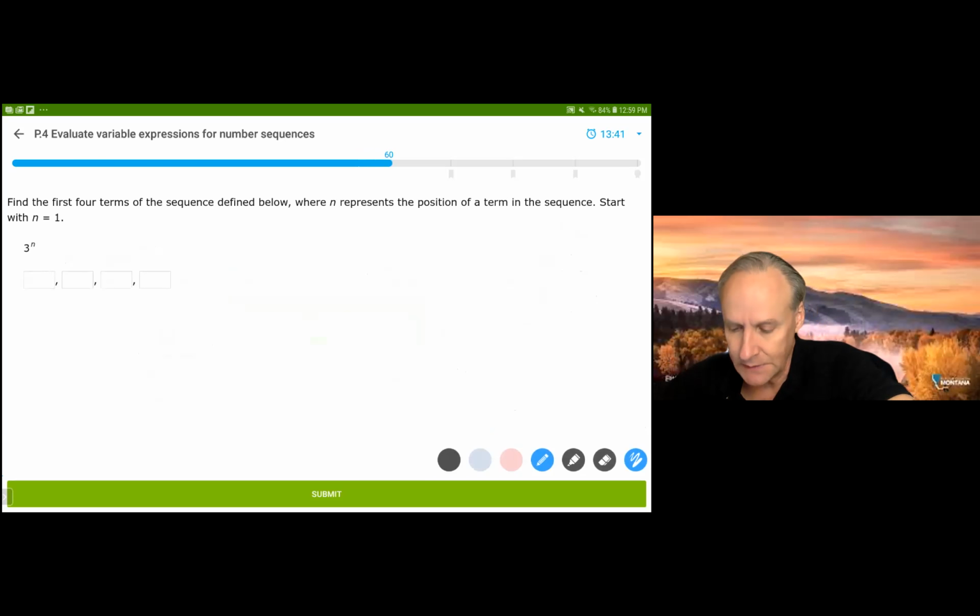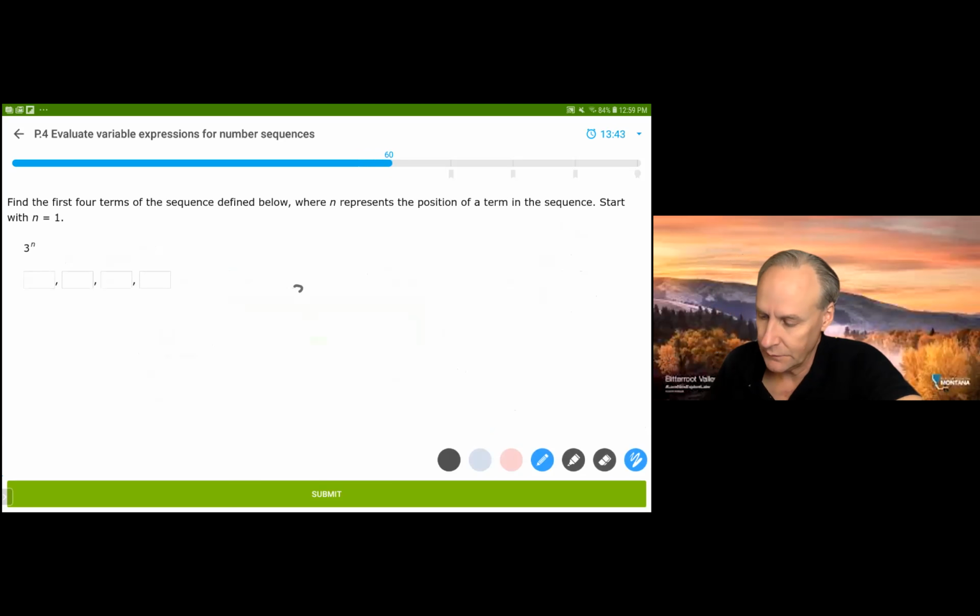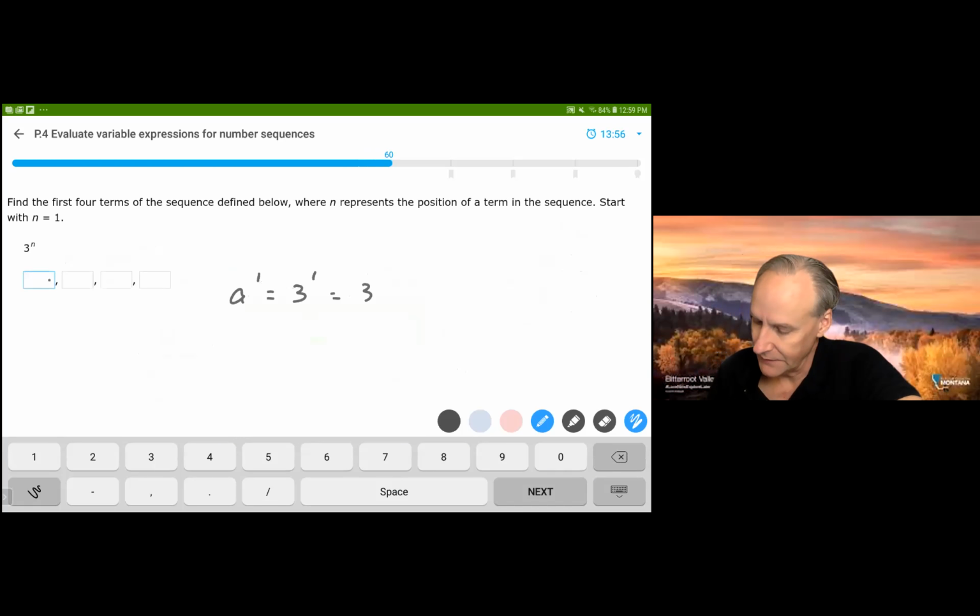Okay, 3 to the n. 3 to the first is our first term, which is just 3. And then we're going to multiply by 3 each time. 3 times 3, and then 3 times 3 times 3, and then 3 times 3 times 3 times 3, and so on. We've got 3 for our first term. 3 to the first is 3. 3 to the second is 9. 3 to the third, hopefully you know, is 27. 3 to the fourth is 81. And there you go.